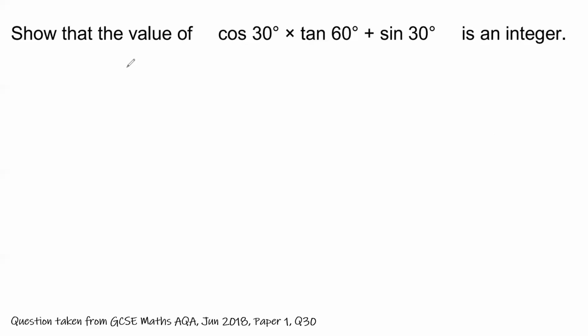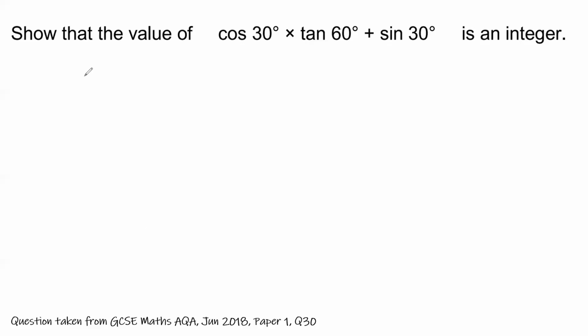As with all of these questions, I encourage you to pause the video, have a go yourself, and then come back to it and I will talk you through the whole thing. Okay, so let's take a look at this question. We've got: show that the value of cos 30 degrees times tan 60 degrees plus sine of 30 degrees is an integer, i.e. a whole number. So let's have a think about how we can figure this one out.